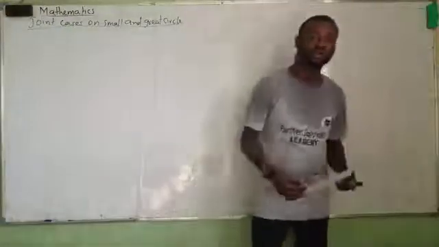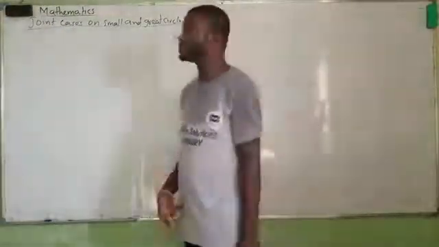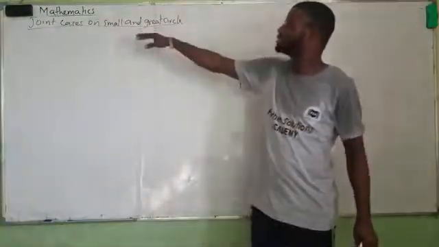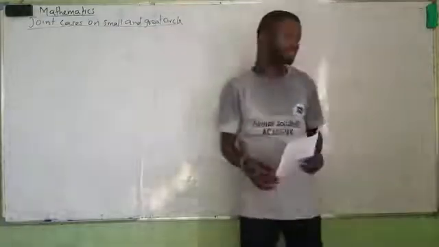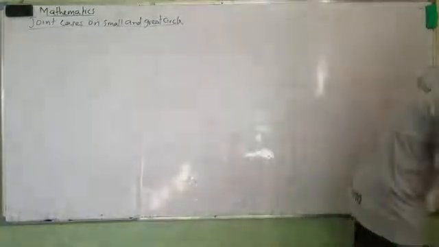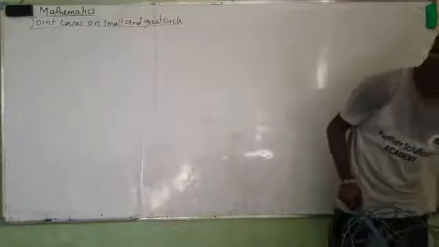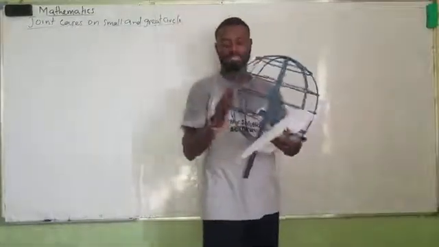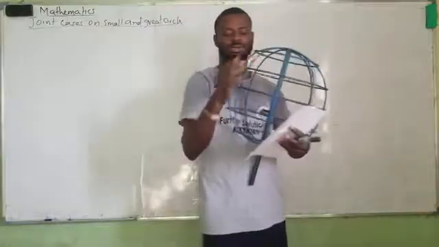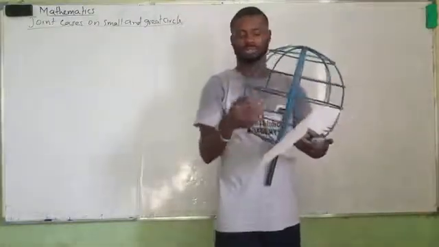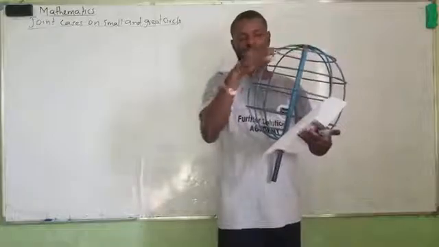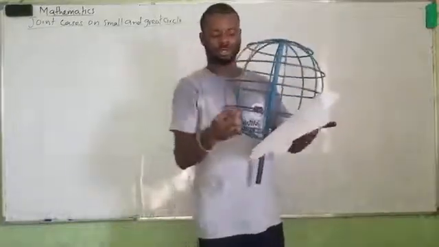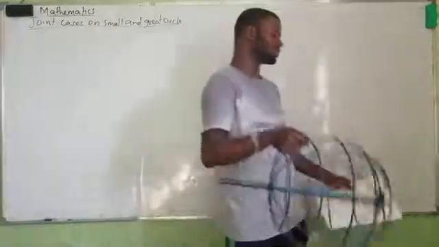On this video, I'll be walking you through latitude and longitude, now joint cases on small and great circle. That is what I will be working on. Don't forget that this is what we're talking about: longitude and latitude. Latitude, equator, and what? Also known as great circle. This is small circle. Take note of those things very well.